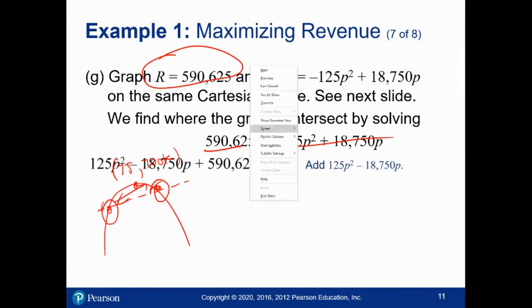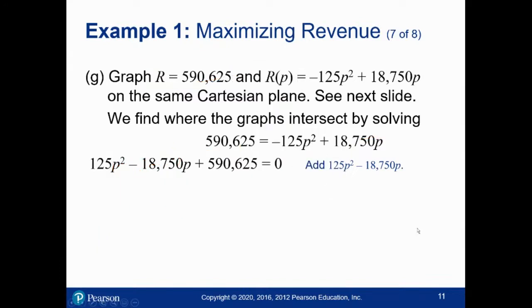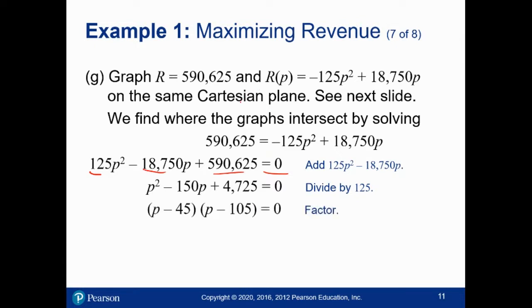Okay, let me clear out my pen marks. So by setting the revenue of negative 125p squared plus 18,750p equal to the target of 590,625, we're going to move everything over to one side. And now I have a different parabola. Okay, I have a different value of a, b, and c, but I am trying to find where it is equal to 0. So okay, we could go right to the quadratic formula. You might notice, however, that everything here is divisible by 125, which will make our computation a lot simpler. This is an optional step. If I divide everything by 125, the numbers become a little smaller.